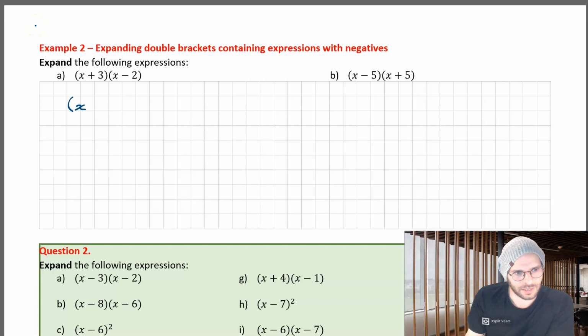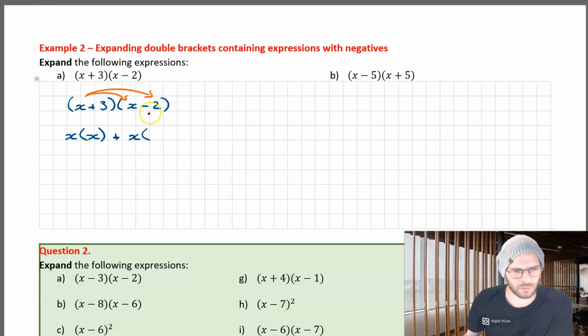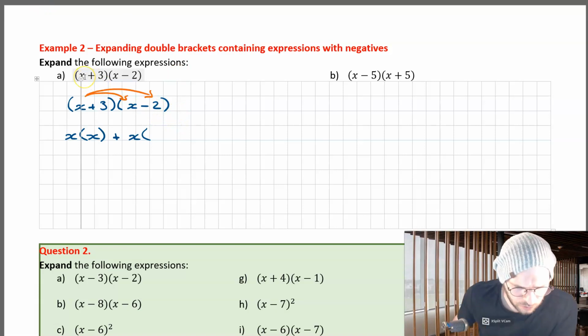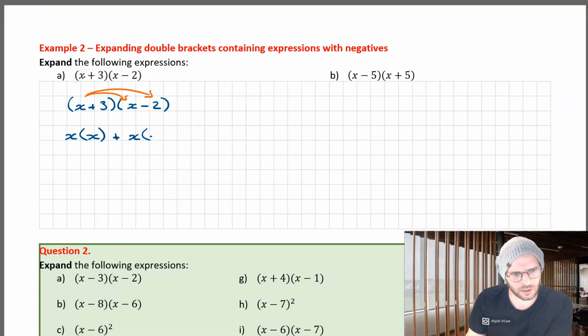First one, we have x plus 3, x take 2. We're going to expand this out, first outer, so that's going to be x, x, plus x, and then we get the minus 2. The negative, of course, belongs to the 2 here, so minus 2 goes in the brackets. Inner last, 3 goes to the x, 3 goes to the minus 2. So 3 times x plus 3 times minus 2.